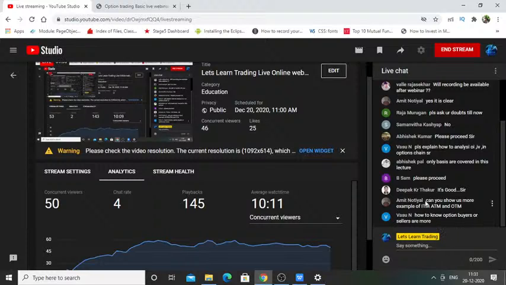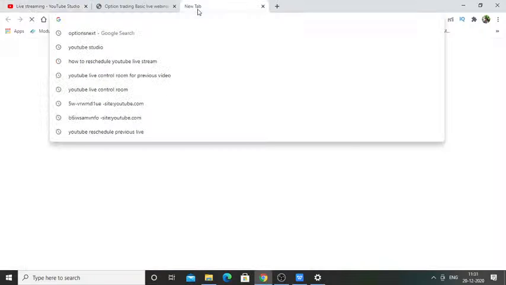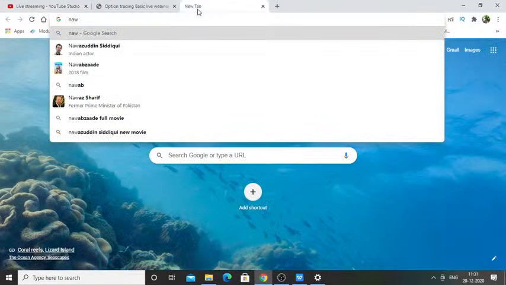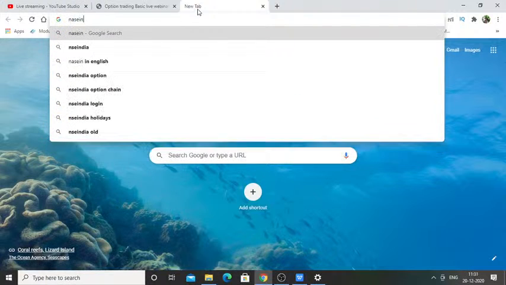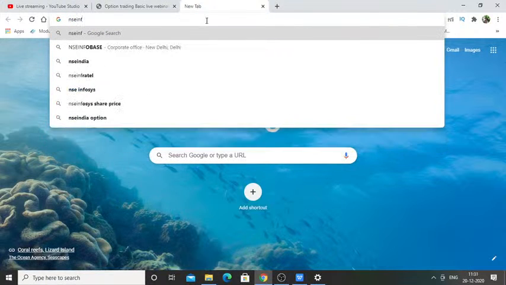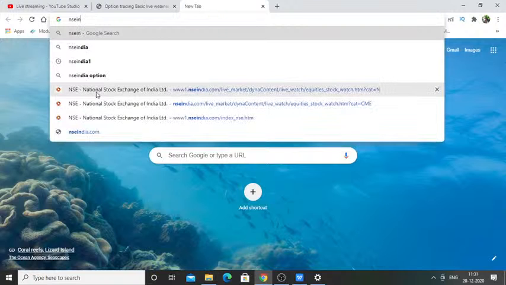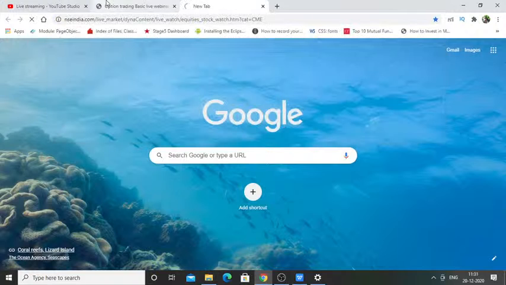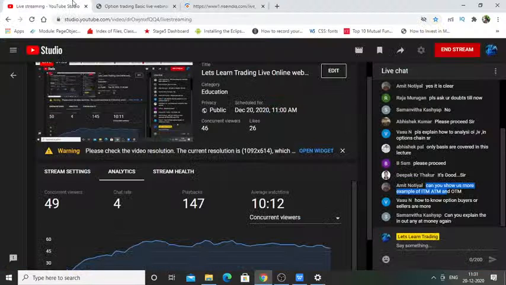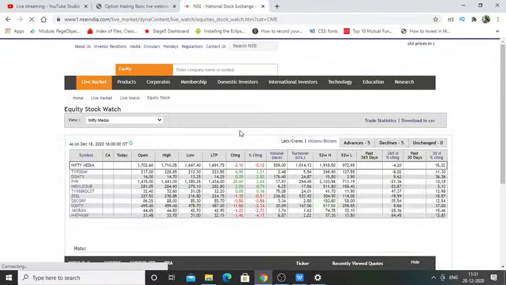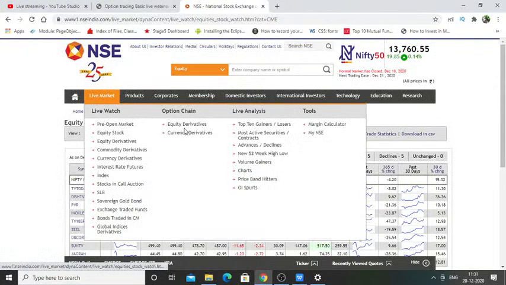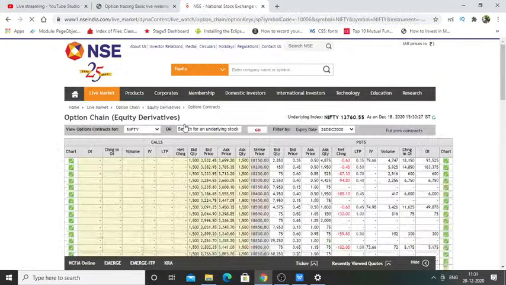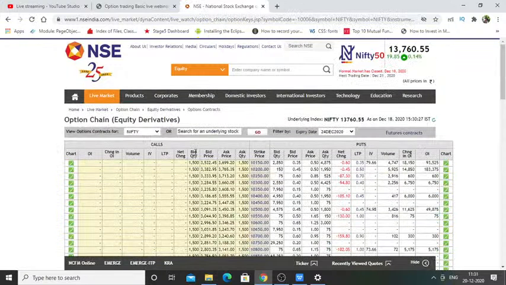Okay, can I show some more examples of in the money, at the money, and OTM? I'll open an option chain of Nifty and show you that, so that you guys can have a look at it. Okay, so this is an option chain page of Nifty.